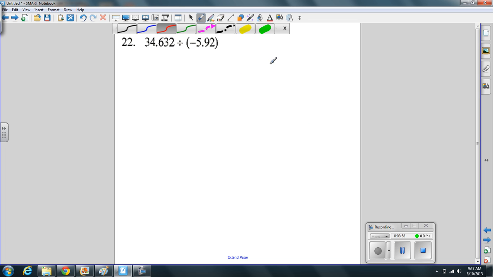22, we're going to continue to divide here. We'll make a division house. So 34.634 is being divided by negative 5 and 92 hundredths. Okay, once again, we want to move the decimal points. How many places? And I hope you're all saying 2 places to the right. So I'm going to go once, twice to the right, once, twice to the right.